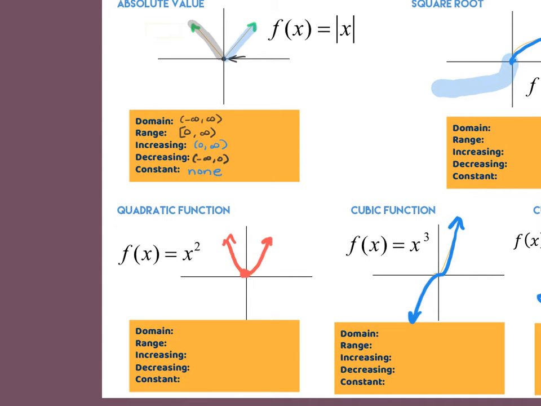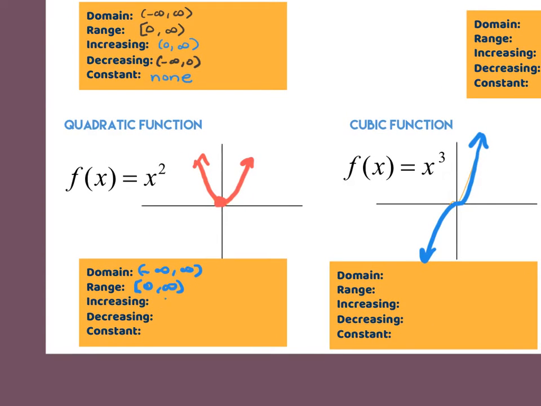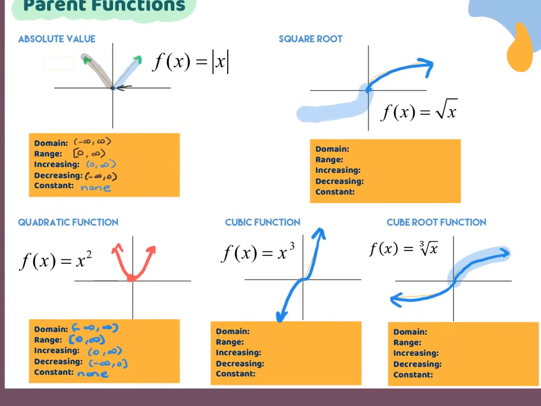Everything else is the same, which means my domain is the same, negative infinity to positive infinity. My range is the same, zero to positive infinity. My increasing is the same, zero to positive infinity. And my decreasing is the same, negative infinity to zero. And there's no part of this graph that's constant. If the domain, range, increasing, decreasing, and constant are the same, then why are they different? Because what happens to the values is what changes.